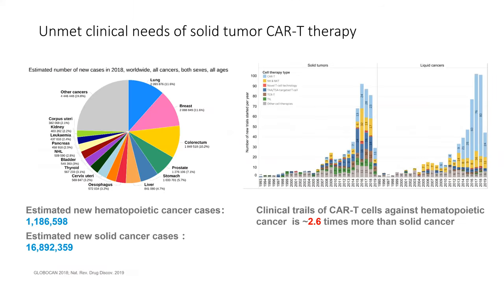When we look at the data from GLOBOCAN, there are about 1 million hematopoietic cancer new cases per year. But for solid tumor, it's about 60 million. But when we look at the clinical trials for these cancers, the clinical trials for treating hematopoietic cancer are 2.6 times more than for solid tumor cancer. This suggests an urgent demand for solid tumor cancer therapy, solid tumor CAR T therapy in the clinic.